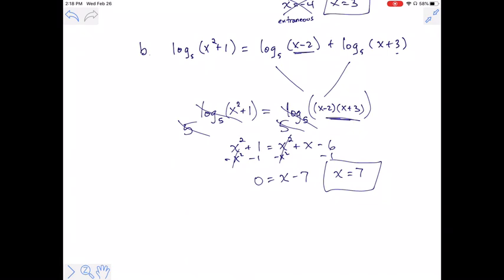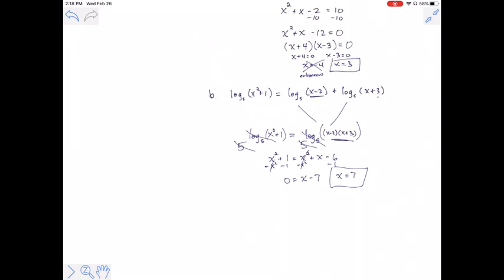And that there does it for solving exponential and logarithmic equations.